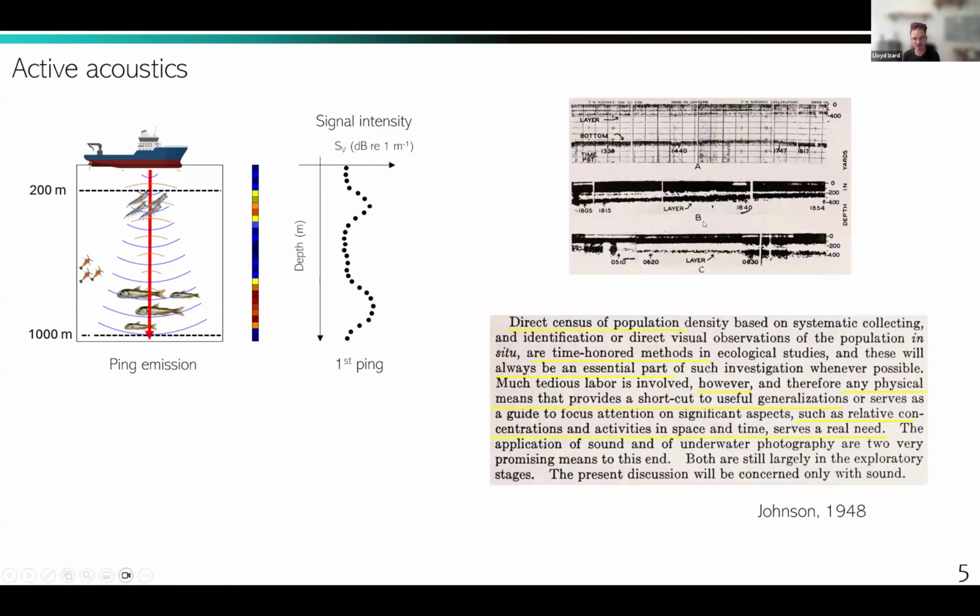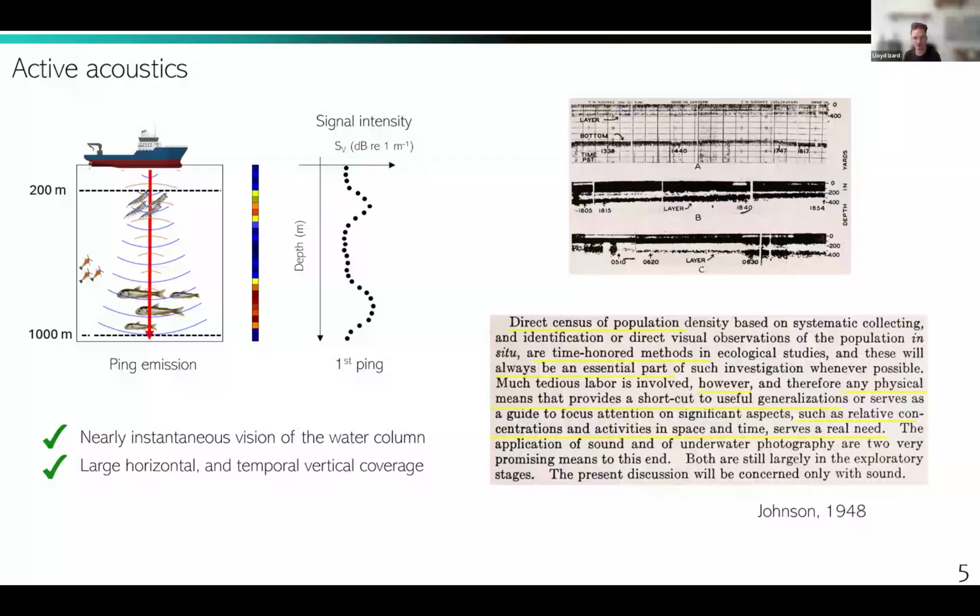That's one of the first echograms to have been published, in 1948 by Johnson. In his paper, you can also read that direct census of population are time-honored methods in ecological studies and will always be part of such investigations. However, any physical means that provide a shortcut to useful generalizations, such as relative concentrations and activities in space and time, serves a real need. And that's exactly what active acoustics is about.